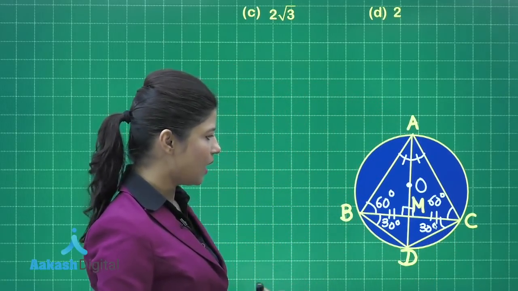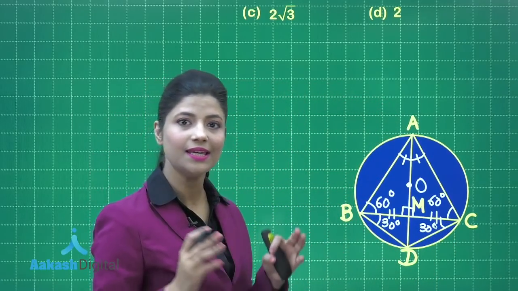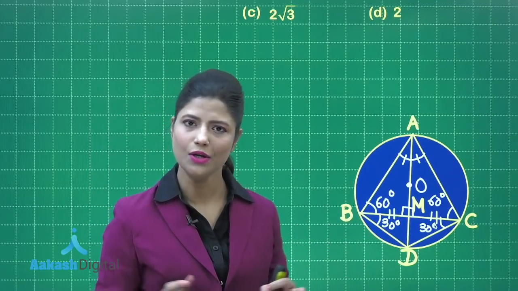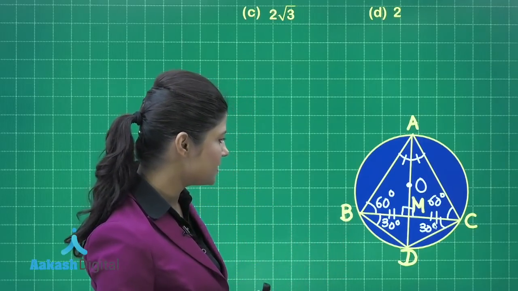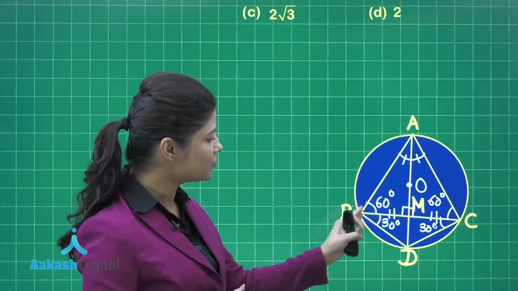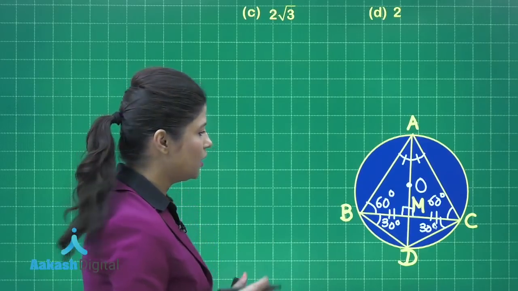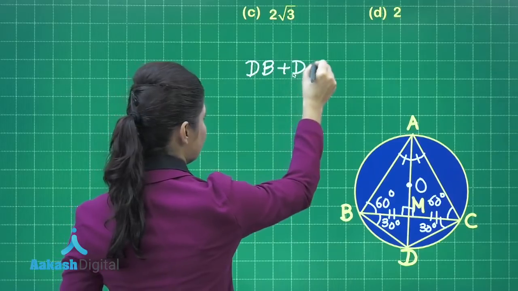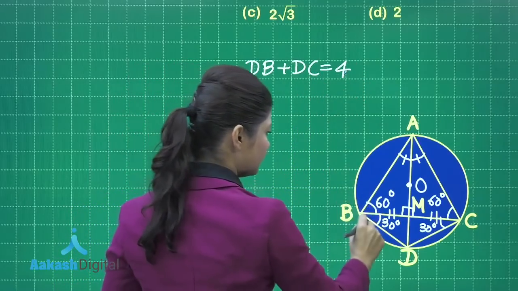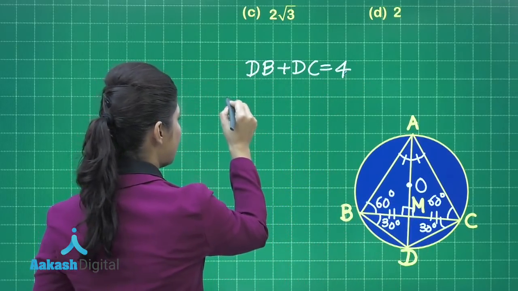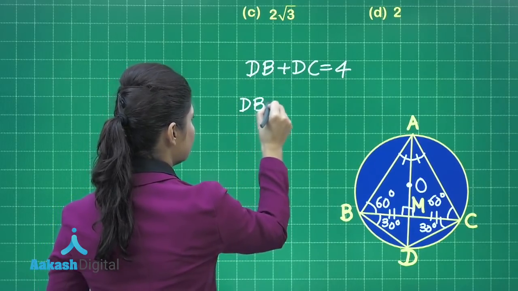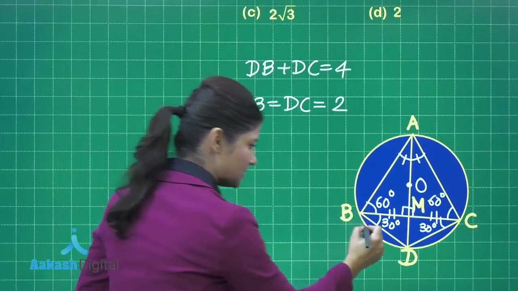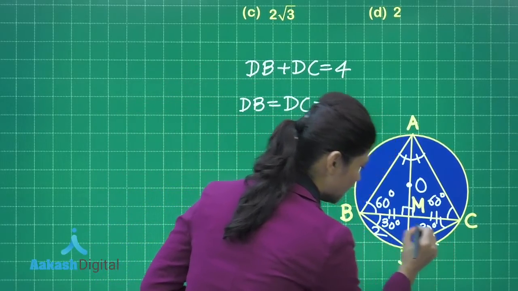You can clearly see now that this triangle BDC is an isosceles triangle because I have these two angles equal. So this clearly makes this an isosceles triangle. So the sides opposite to these equal angles will be equal. So I have already DB plus DC equal to 4, and I know that these both are equal. This implies DB is equal to DC measuring 2. So this is also 2 and this is also 2.